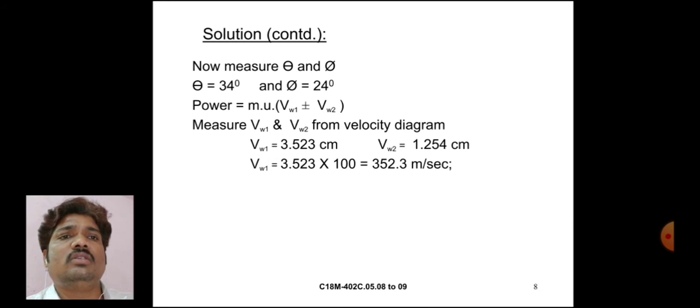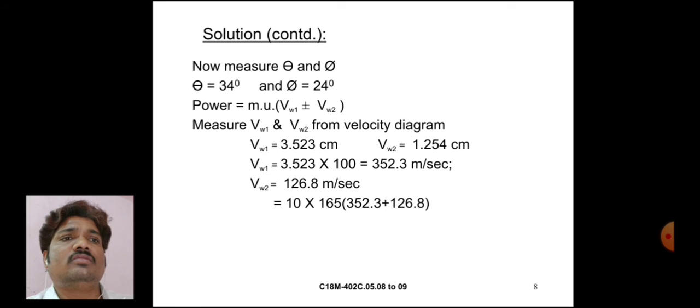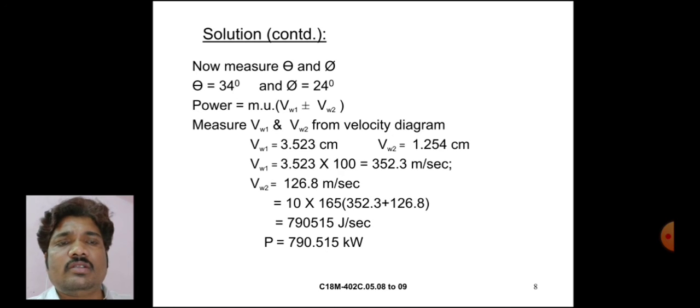Vw1 is equal to 3.523 into 100, which is 352.3 meters per second. Vw2 is equal to 126.8 meters per second. Power is 10 into 165, into (352.3 plus 126.8), which gives 790,515 joules per second. Power is 790.515 kilowatts. This first problem is completed.